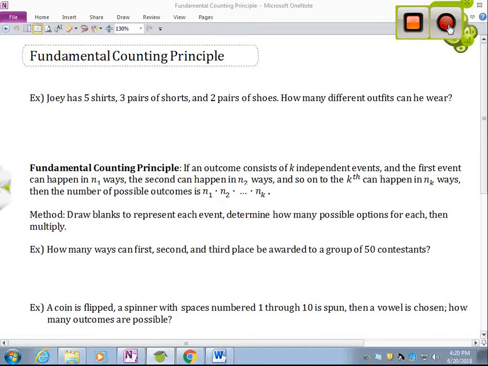Okay, so for example, Joey has 5 shirts, 3 pairs of shorts, and 2 pairs of shoes. How many different outfits can he wear? Assuming that an outfit has 1 shirt, 1 pair of shorts, and 1 pair of shoes, we could make a tree diagram. Okay, we could do 5 shirts, and then we could branch off 3 pairs of shorts from each of these, and then from each of those we'd have 2 pairs of shoes.